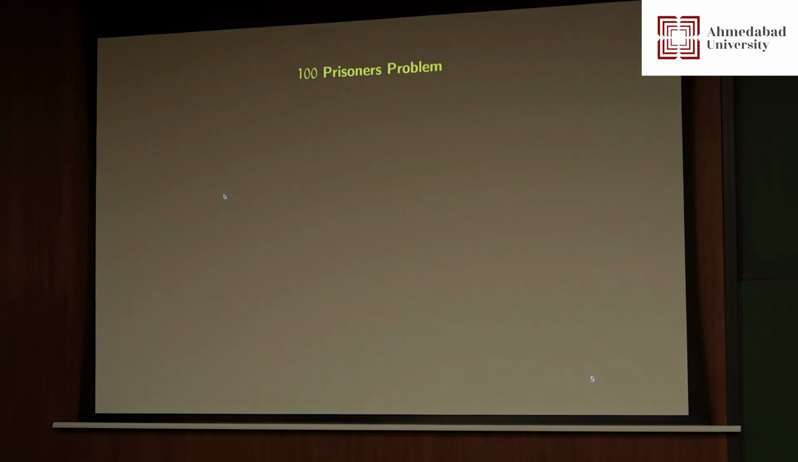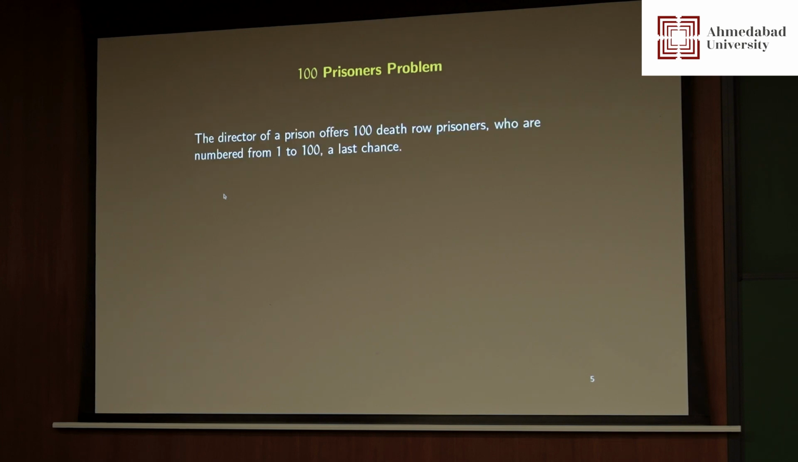I'll leave you with one more puzzle which we'll discuss in the class. This is called the 100 prisoners problem, and the setup is the following. There is a prison and there are 100 inmates in that prison who are on death row, and they are numbered from 1 to 100. Now the director of the prison, or the jailer, gives them a last chance, and the chance that they give is the following.